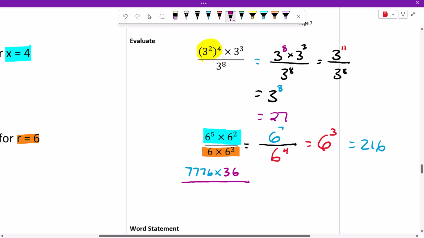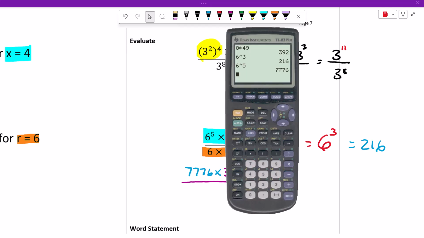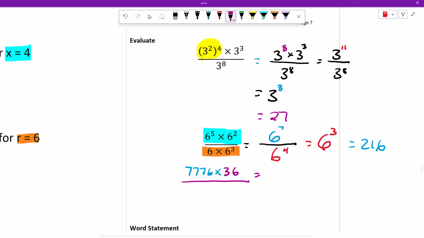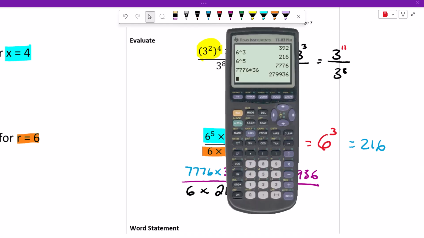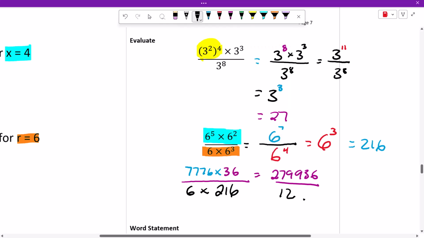And we bring that down to a single number on the top. 7776 times 36, you get 279,936. And on the bottom, we go 6 times 6 cubed, which is 216. And you go 6 times 216. 6 times 216 is 1,296. Then we combine the top and the bottom by dividing.